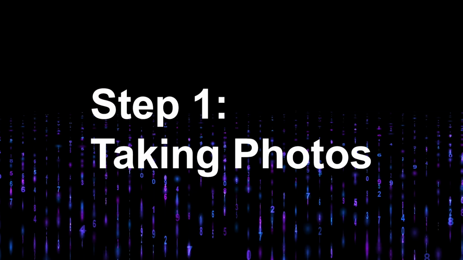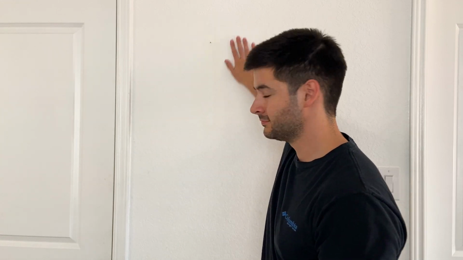Step 1. Taking photos. Go somewhere where the background is white or a neutral color. This will make it easy to cut yourself out of the photo in Photoshop. Make sure the lighting in this area is good. If you don't have any fancy equipment, that's okay. Using the natural light from something like a window is always a great option.